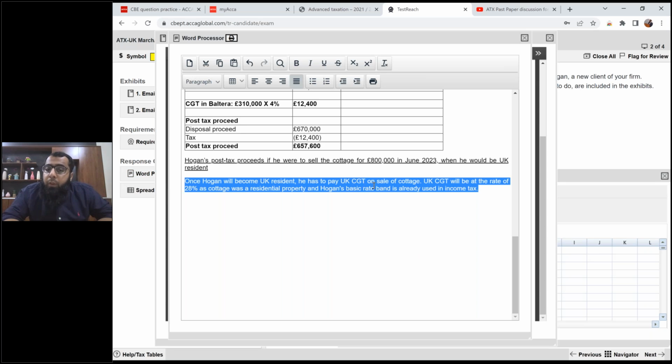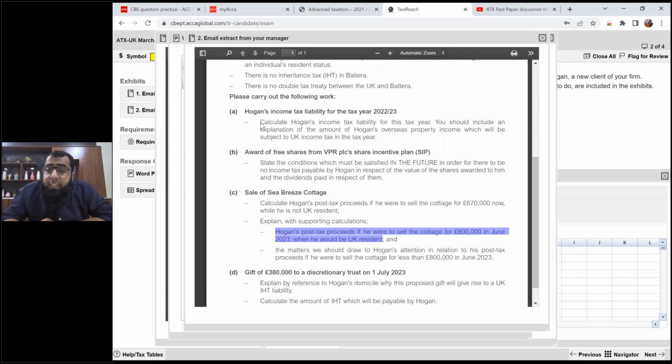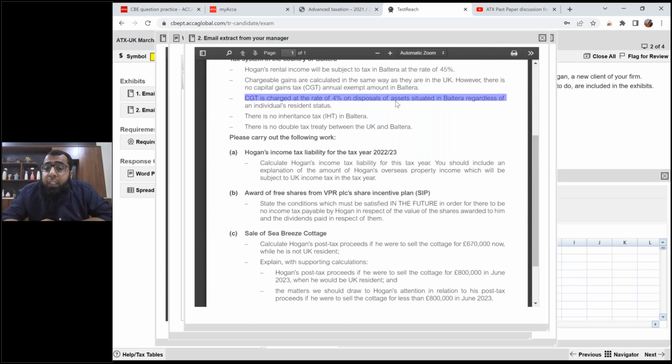So once Hogan becomes UK resident, he has to pay UK CGT on the sale of the cottage. UK CGT will be at the rate of 28% as the cottage was a residential property and Hogan's basic rate band is already used in income tax. Further, Hogan will also get double taxation relief. Why will he get double taxation relief? Because CGT is charged at the rate of 4% on disposal of assets situated in Baltira, regardless of the individual's residence status, because the overseas tax is 4%.